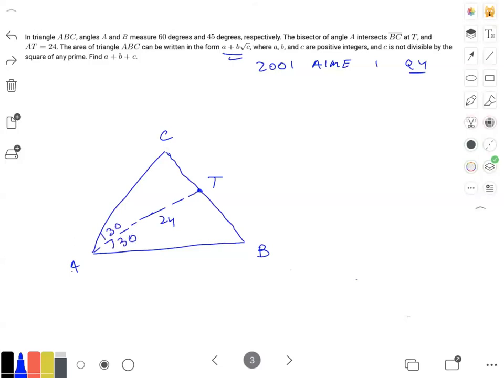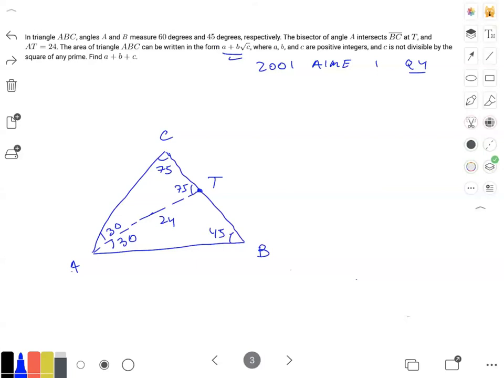Let's do a similar thing. We know that by the problem this was 45. So this is going to be 75 because this is just TAB plus ABT. And then 30, 75, that's 105. So this must be 75. Okay, so this is good. So now what I see is I have a 60-degree and a 45-degree. So what this should remind you of is 30, 60, 90 and 45, 45, 90 right triangles.